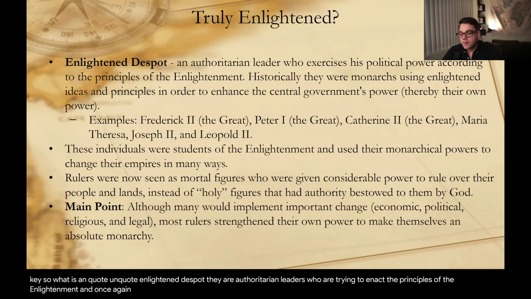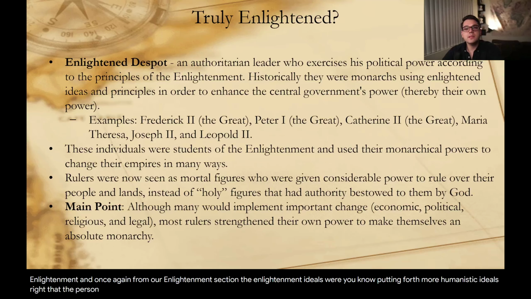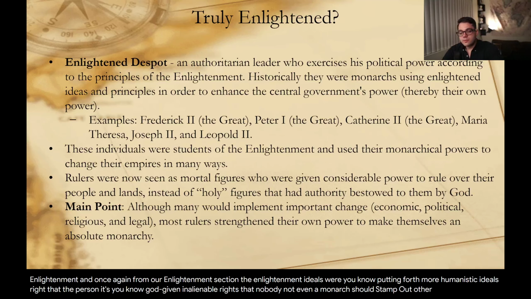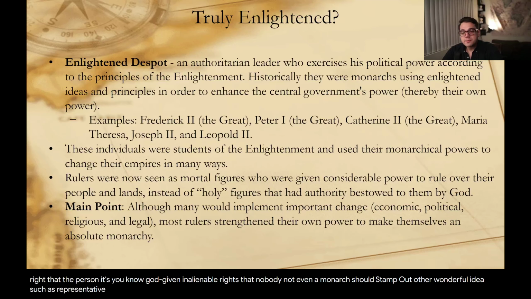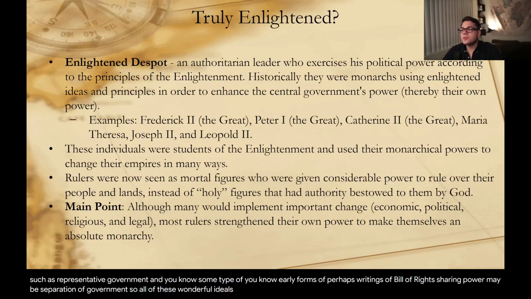And once again, from our Enlightenment section, the Enlightenment ideals were putting forth more humanistic ideals, right? That the person has some type of rights, God-given inalienable rights that nobody, not even a monarch, should stamp out. Other wonderful ideas such as representative government, early forms of perhaps writings of a Bill of Rights, sharing power, maybe separation of government. So all of these wonderful ideals started to proliferate.